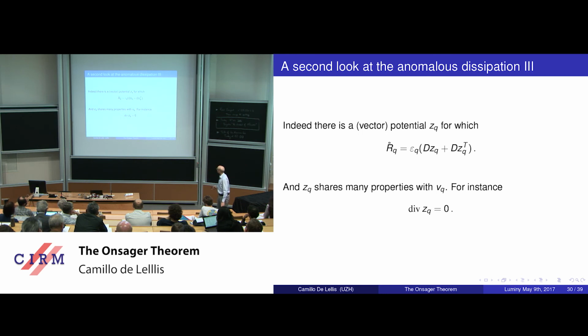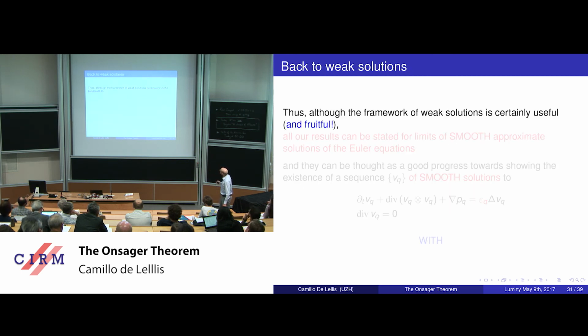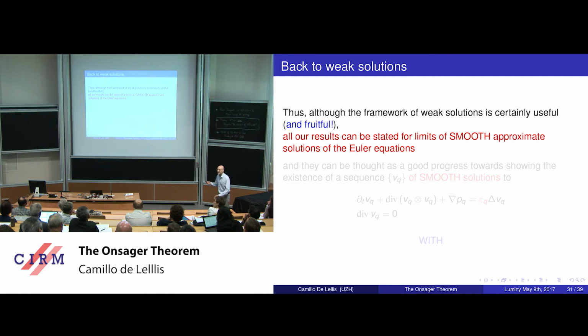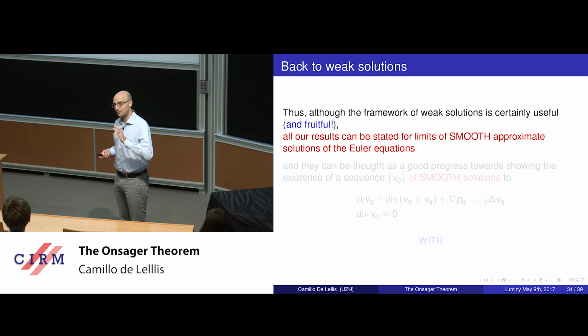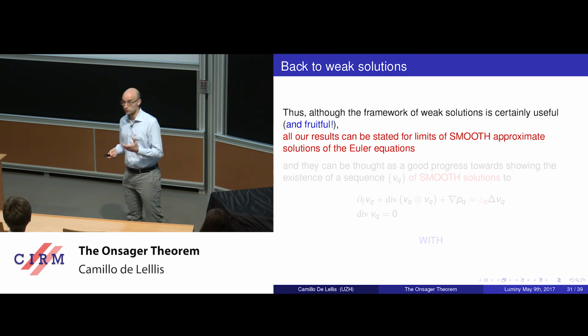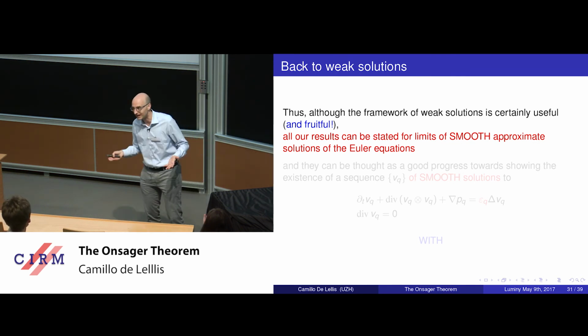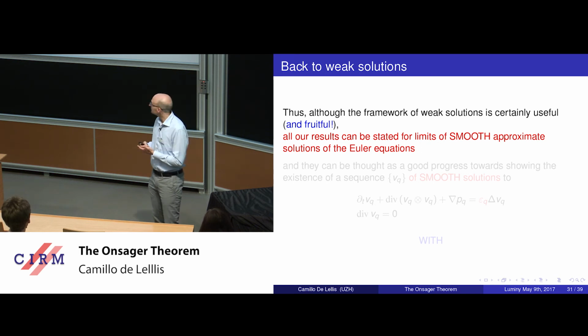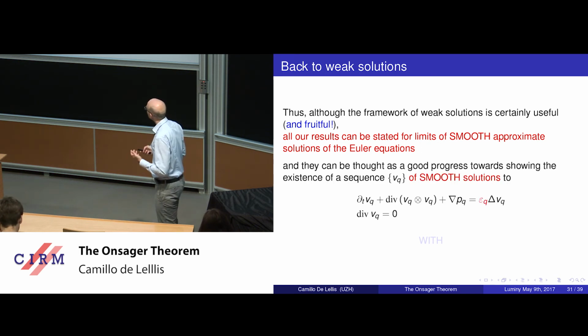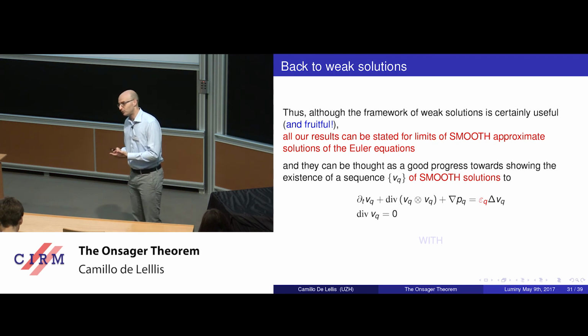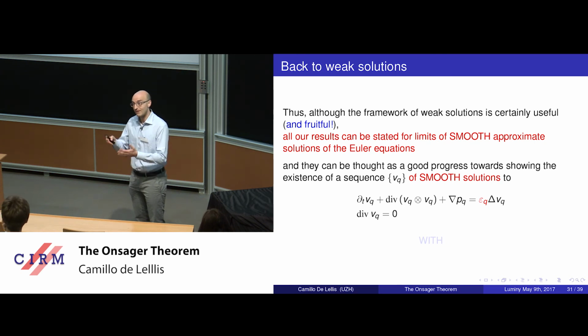Okay? So the upshot of these slides is that if you go back somehow, I could completely erase the name weak solutions from all my theorems, and I could just say that I produce a sequence of smooth solutions to a perturbed Euler system, which is not, unfortunately, Navier-Stokes. Otherwise, it would be a fantastic theorem. But in some sense, it can be thought of as progress toward producing a sequence of solutions to Navier-Stokes which is displaying this anomalous dissipation, because you have a lot of structural conditions which are similar.